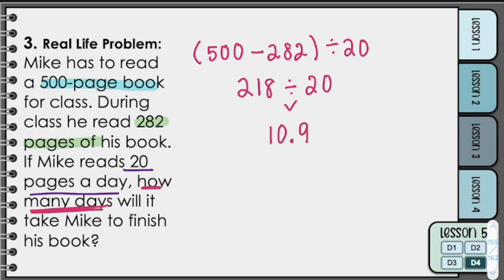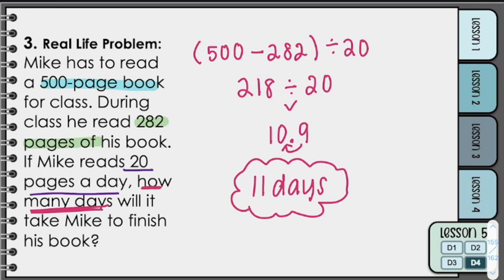Now, you want to know how many days. Technically, 10 days wouldn't be enough. You wouldn't be done. So you would have to round this up and go 11 days it would take Mike to finish the book. And that would be your answer.